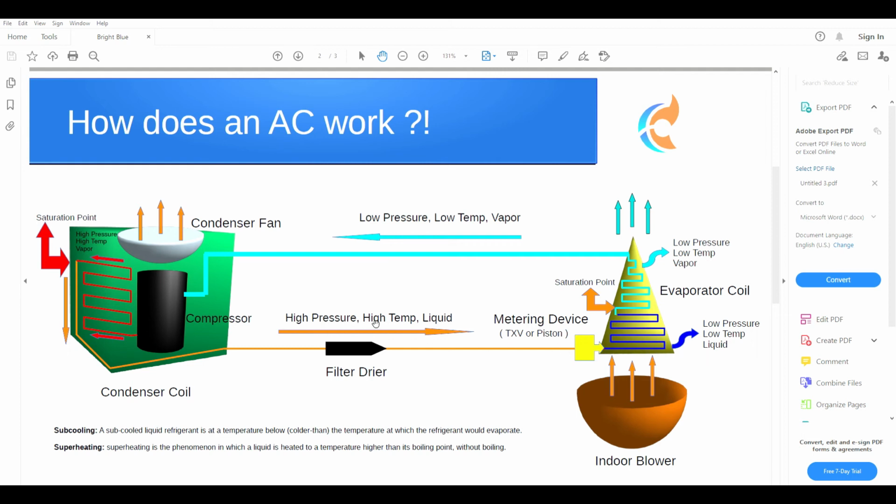So it turns from the high pressure, high temperature liquid to a low pressure, low temperature liquid. And as it's traveling through the evaporator coil, as the inner blower is blowing the air to the coil, it turns from liquid to vapor, but it's still low pressure, low temperature. And this low pressure, low temperature vapor refrigerant goes back to a compressor in the same cycle all over again.